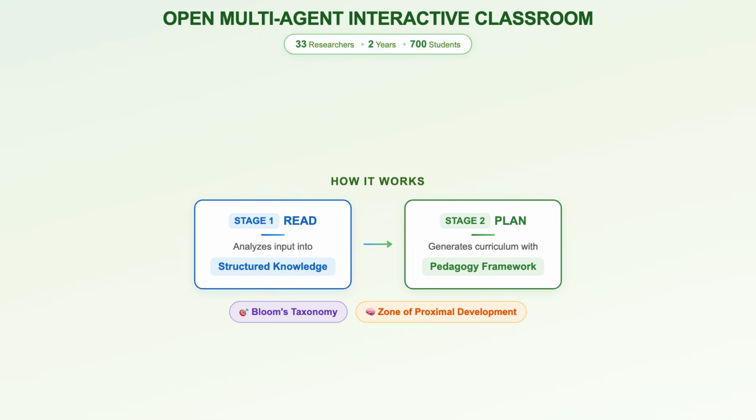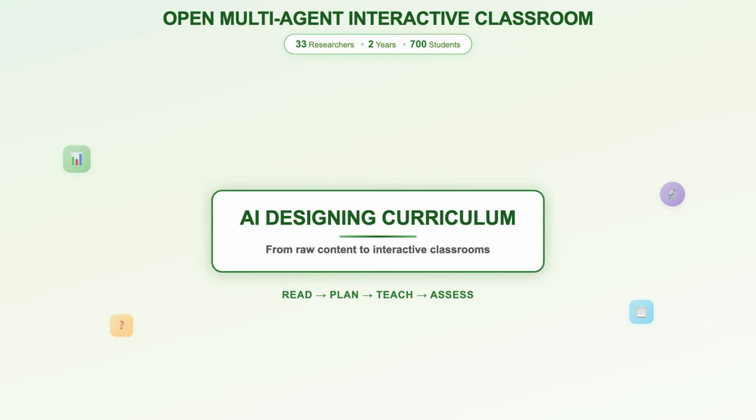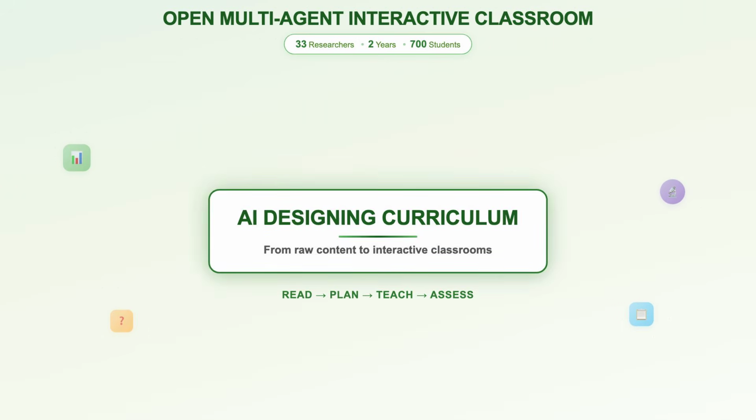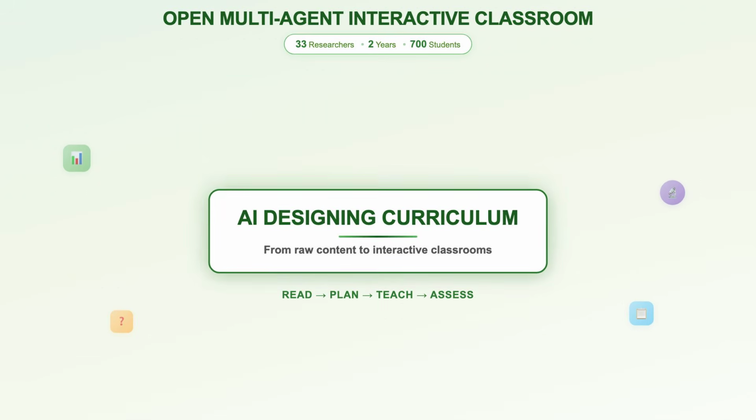The entire system runs on a two-stage pipeline. First, a reading stage, where the AI analyzes your input and extracts structured knowledge. Then a planning stage, where it generates the lesson outline with proper pedagogical principles. Bloom's taxonomy, zone of proximal development, universal design for learning. This isn't just AI generating content, it's AI designing curriculum.